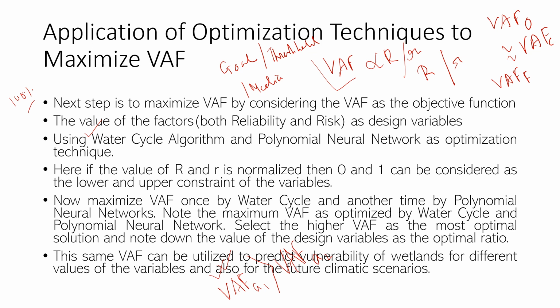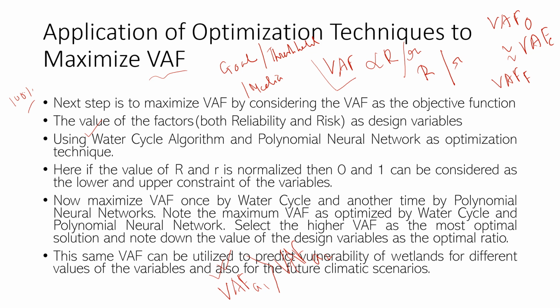But you can of course use any type of algorithm. You can use glowworm, firefly, genetic, particle swarm optimization, any type of algorithm you can use. But after our study is completed, we can surely tell, between water cycle and polynomial, which one is giving the better VAF. So this is what we have to do.